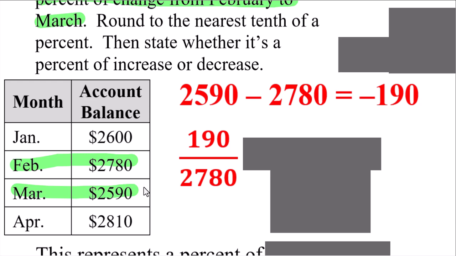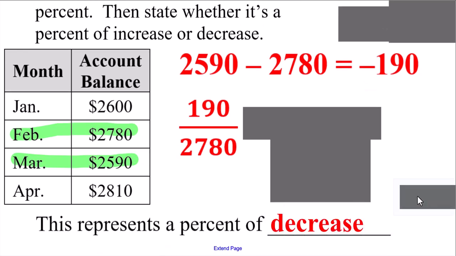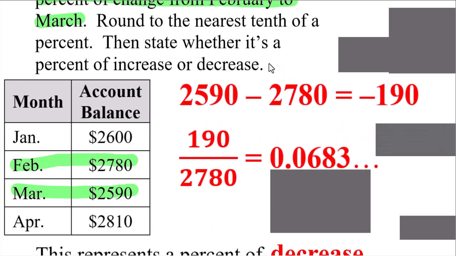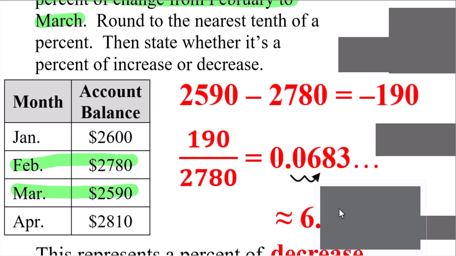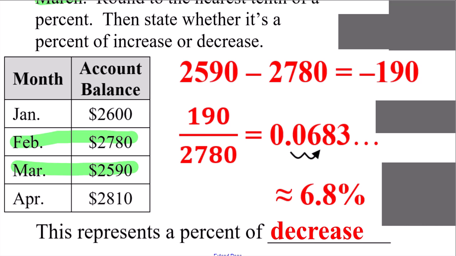That's where the percent of decrease comes from. By the way, spoiler alert, it went down. That's a decrease. All right, divide. You're going to get this lovely decimal. The directions did say round to the nearest tenth of a percent. Don't round too early. Don't make it 0.1. Move the two places to the right. 6.8 or 6.9. Well, the 3 is less than 5, so it's 6.8%. Decrease. Feel free to hit pause if you have to fix it.